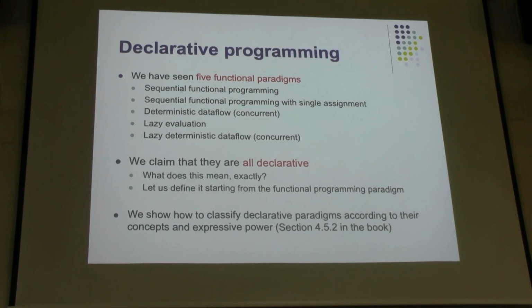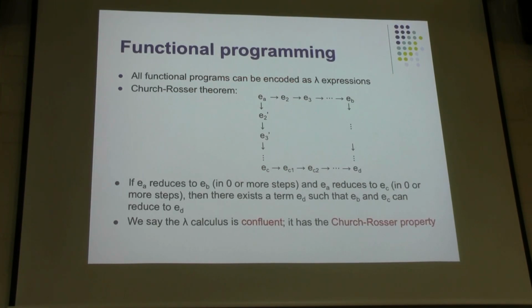So I want to define a little bit more formally what it means. It's all based on Church-Rosser, but Church-Rosser is not enough. So formally, all functional programs are lambda expressions, and this is what we saw in the previous course. All the Oz notation that we use is just syntactic sugar for a lambda. All functional programming is just syntactic sugar for lambda computation.